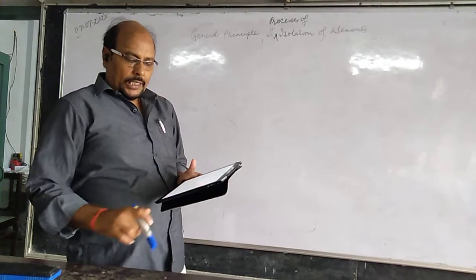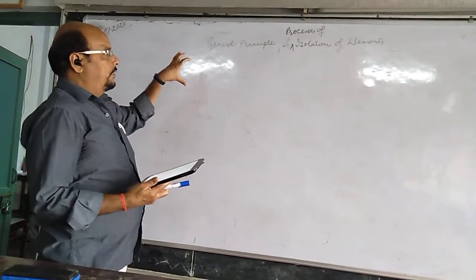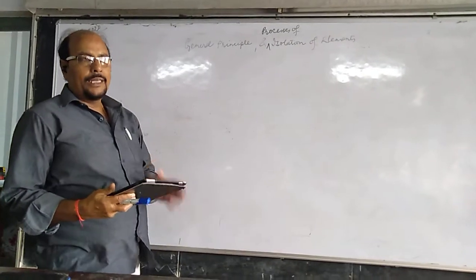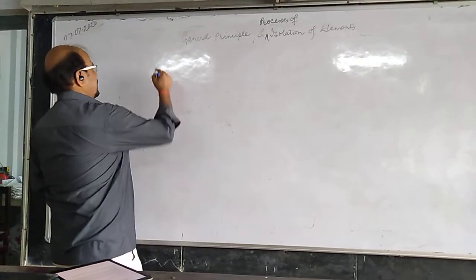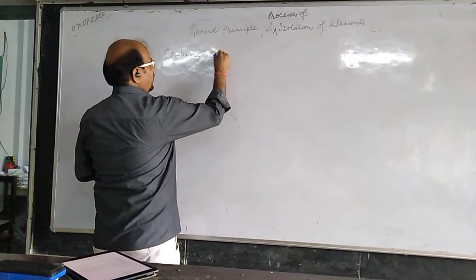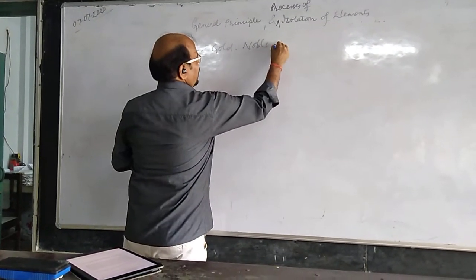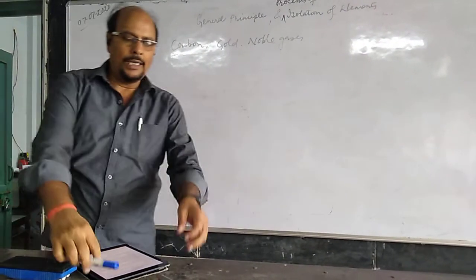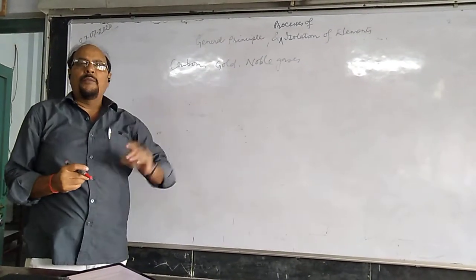Okay, so let us learn the first part of the chapter. You know that there are certain elements which are found in the native state. For example, carbon is found in native state, gold is found in native state, noble gases are found in native state. And the reason known to you is that they do not normally react with other species chemically.